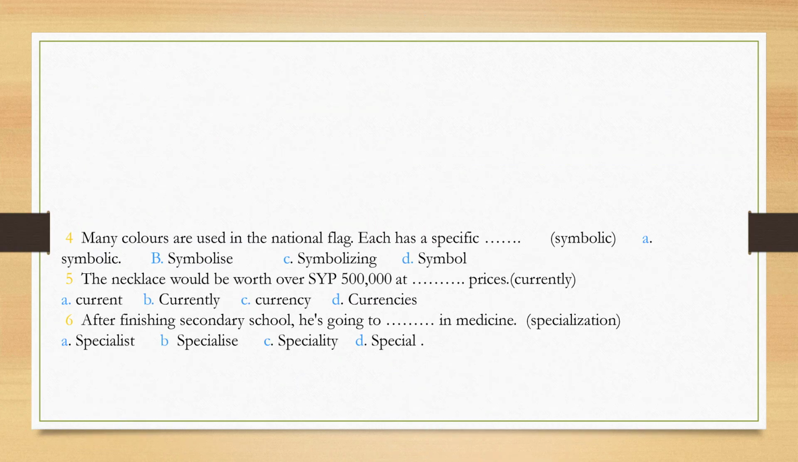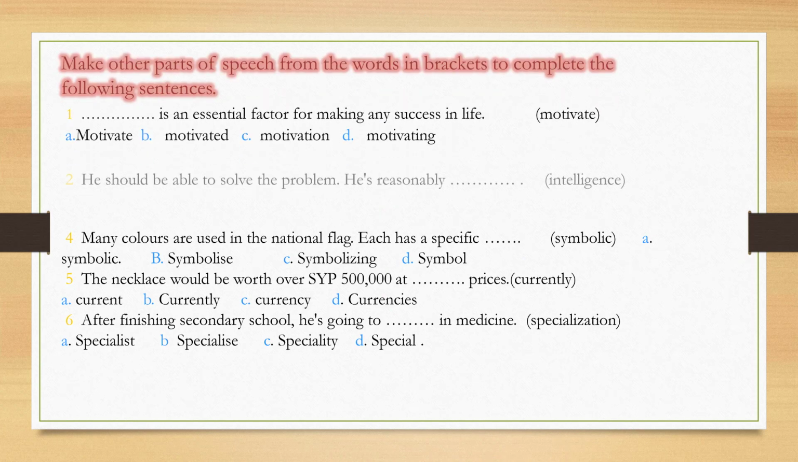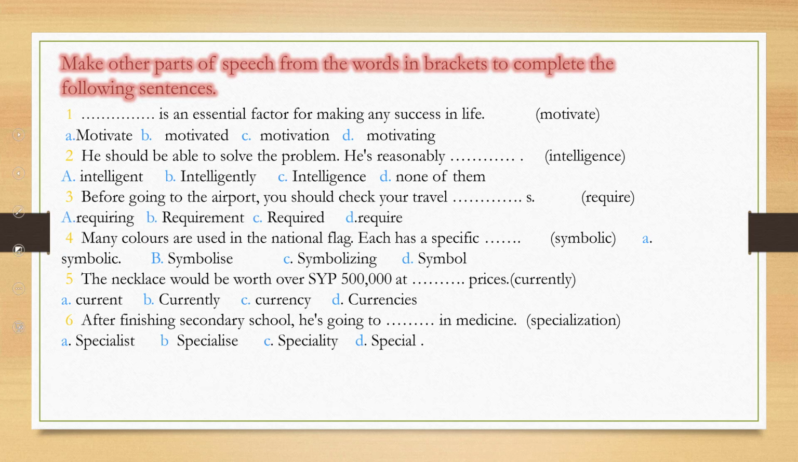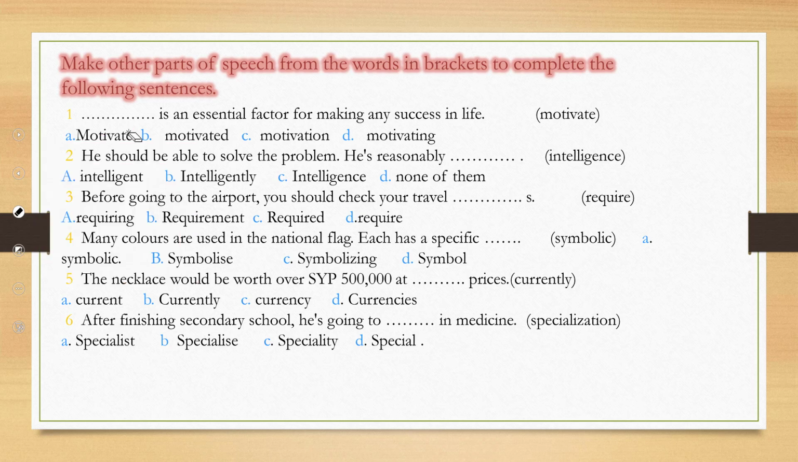We move to another exercise related to derivation, other parts of speech. Here we have a space first. Make other parts of speech from the words in the brackets to complete the following sentences. 1. Here we have the place of a subject, and the subject should be a noun. So, I should choose a noun here.